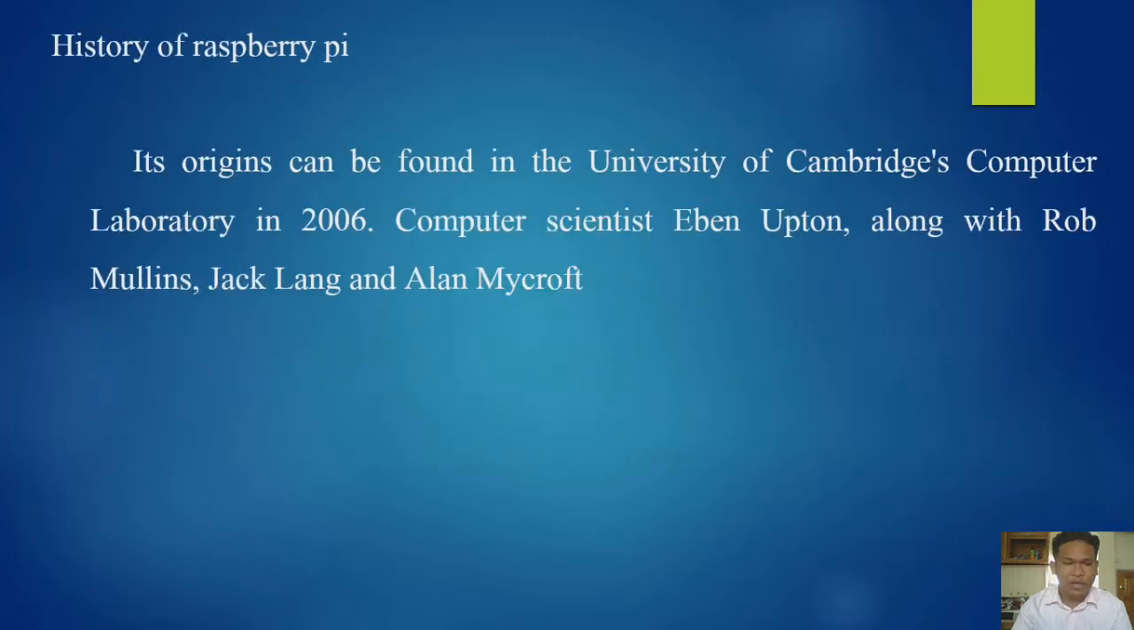History of Raspberry Pi. Its origins can be found in the University of Cambridge Computer Laboratory in 2006. Computer scientists Eben Upton along with Rob Mullins, Jack Lang, and Alan Mycroft.